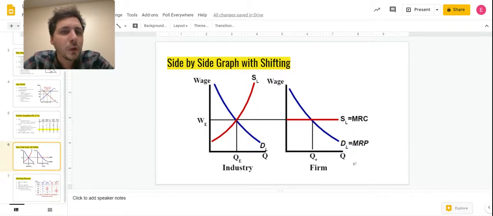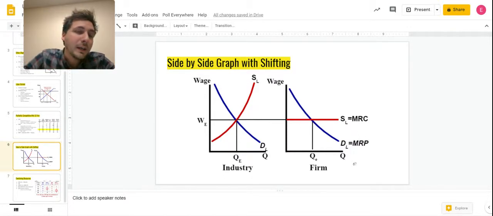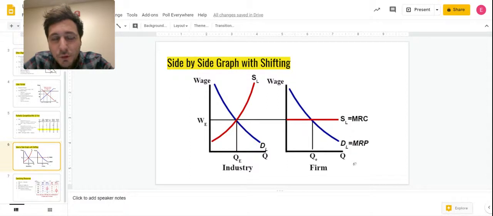This is video number 5, and we're going to look at MRP and MRC in a side-by-side graph. This is actually what you have to do on your FRQ. I've posted a video of me drawing one of these from scratch that you can use to prep for that as well. Okay, so let's take a look at it.